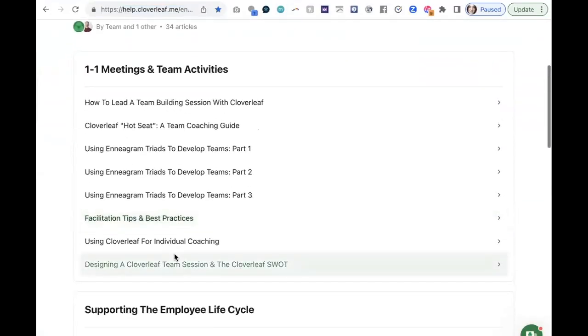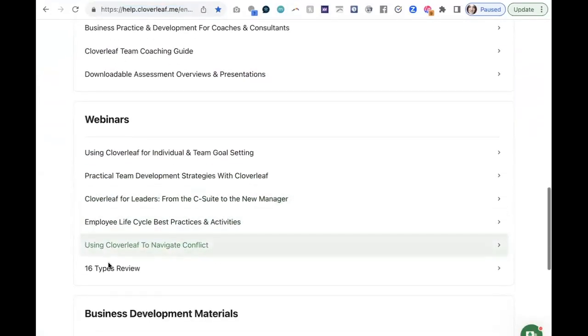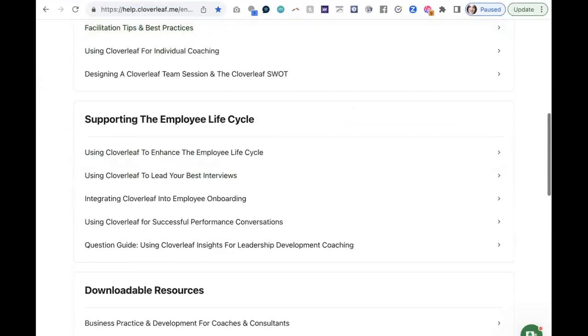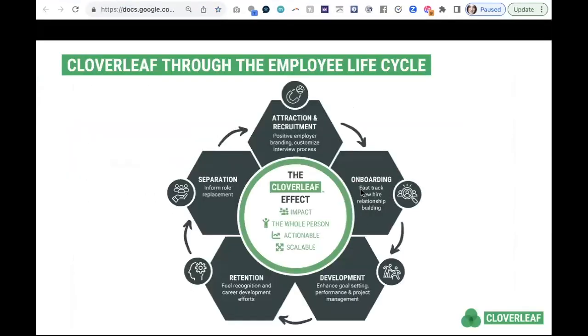There's a webinar section here where the resource for today is found, and all of these also have videos embedded in them. So we talk about how Cloverleaf can be embedded into these processes, into enhancing goal setting, performance, and project management.